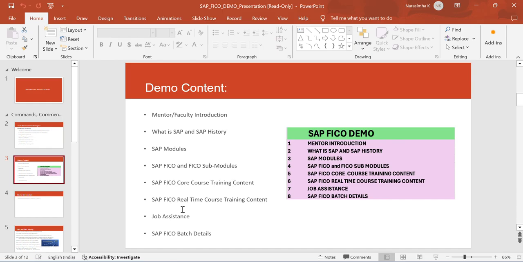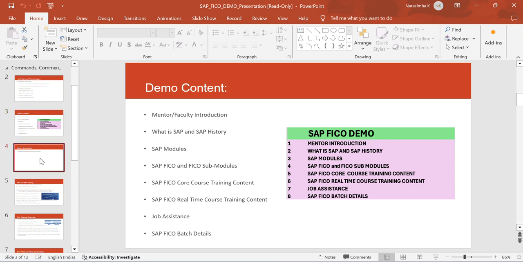And also, once you complete the FICO training, what you have to do for job assistance: exactly how to prepare your resume, how to search for opportunities, how to apply. All these things we will discuss. So let's go one by one.